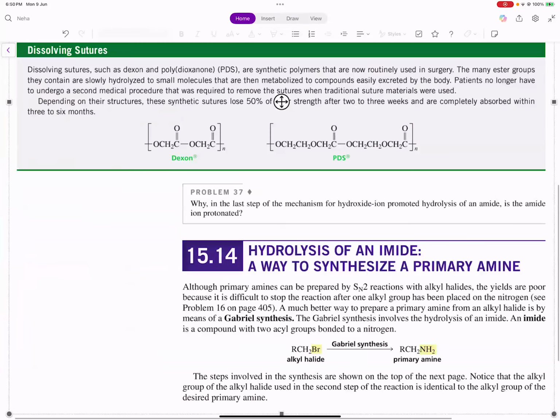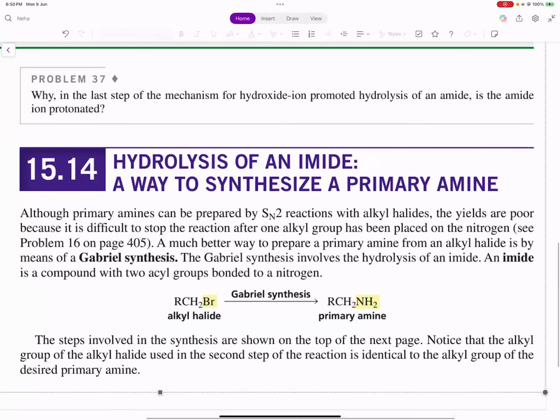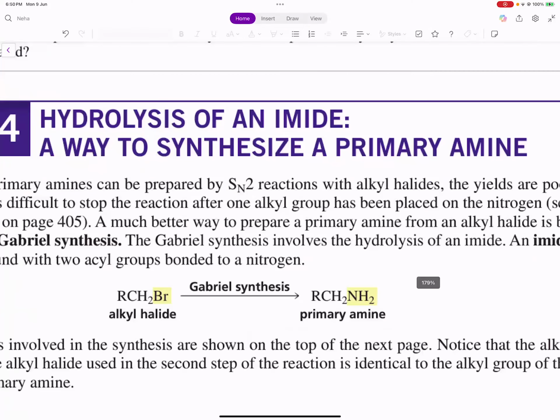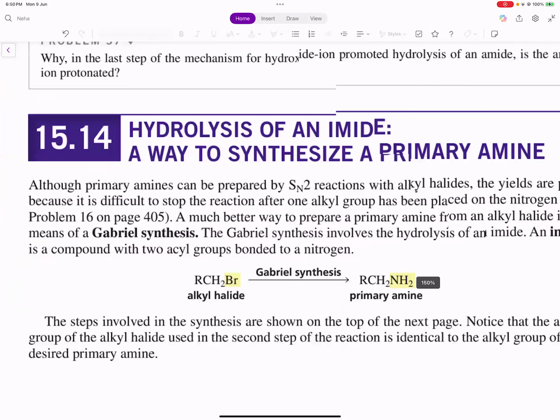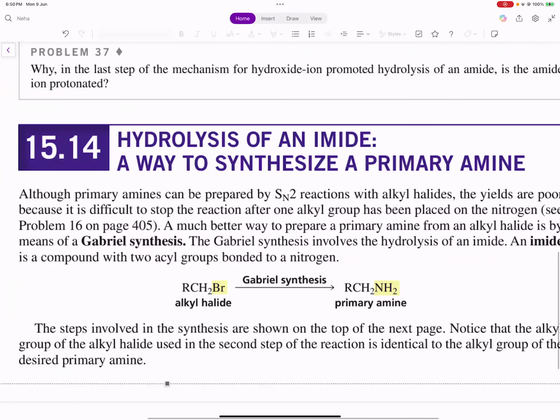Now this is the Gabriel phthalimide synthesis. So this is quite important. See, we are able to convert an alkyl halide into a primary amine. Now, normally, in the normal fashion, we cannot convert because multiple alkylations occur. Exhaustive methylation, if you remember. If you do not, you can go back to the alkyl halide chapter.